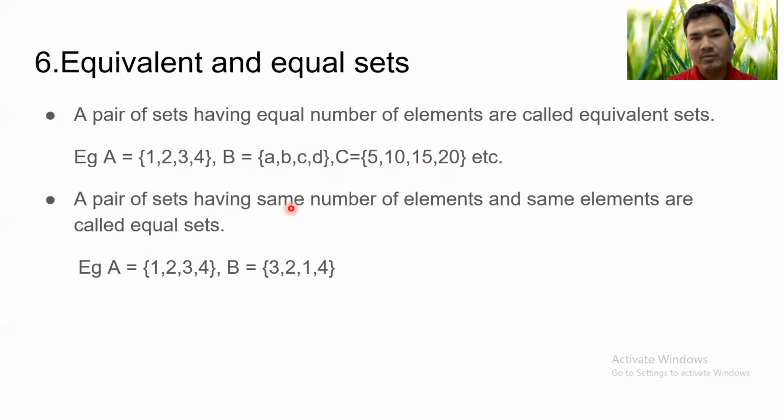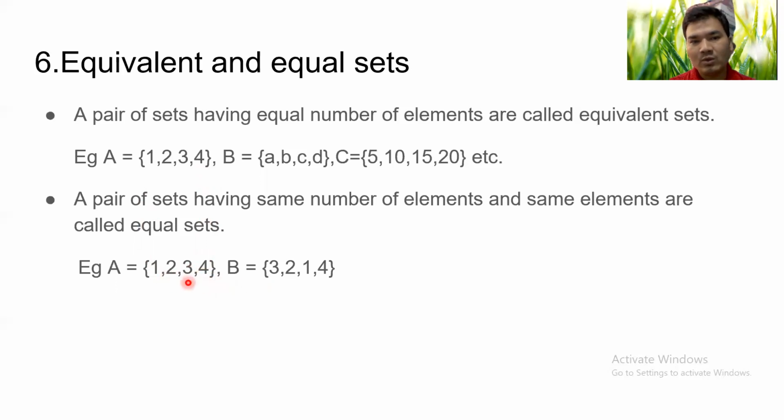A pair of sets having the same number of elements and the same elements are called equal sets. To be equal sets, there must be the same number of elements and the same elements also. That means we have to understand that equal sets are equivalent sets, but all equivalent sets are not equal sets. Please keep in mind that all equal sets are also equivalent sets because they contain the same number of elements, but they have the exact same elements. That's why they are equal.